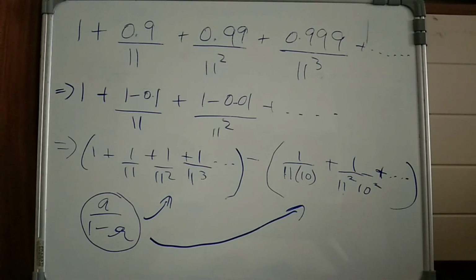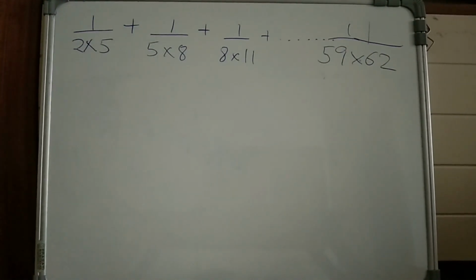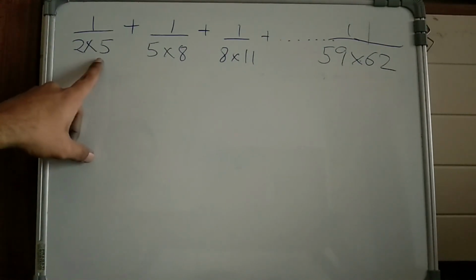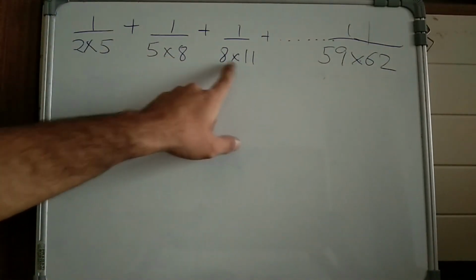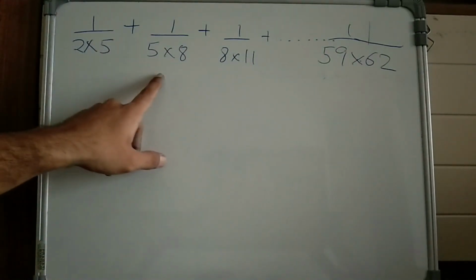So let's look at the next series. Okay, so the next series is this. Please try it for yourself first. Okay, so how can we approach this particular series? We can see that the difference of the denominators is the same over here, like 5 minus 2 is 3, 8 minus 5 is 3, 11 minus 8 is 3, and 62 minus 59 is 3. So the difference is the same, right?